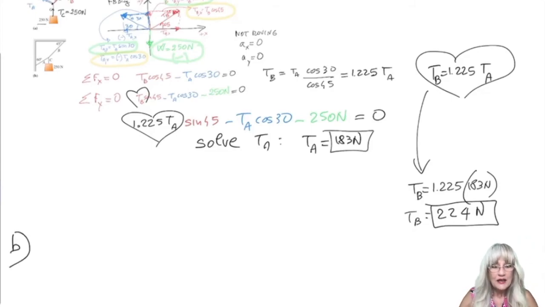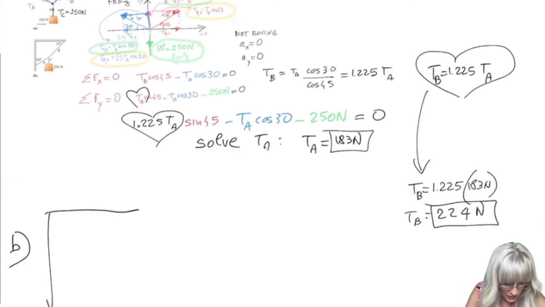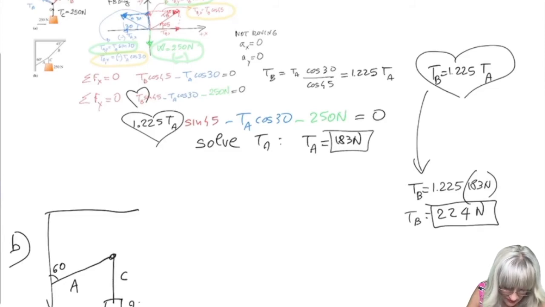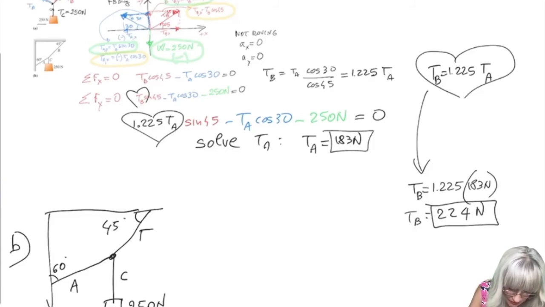Let me show you again. This is the wall and the ceiling. You have a cable A that has an angle of 60. Cable C, which has the weight, the very famous 250 Newton. And then there is a cable that goes 45 degrees to the ceiling, and that is cable B. So we want to find the tension in each of that cable. All right, let's do a free body diagram.